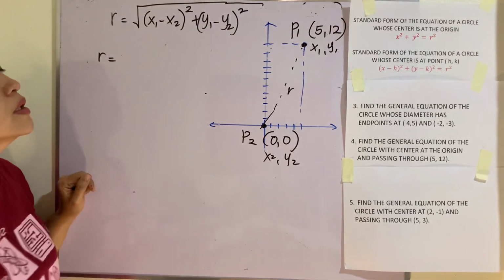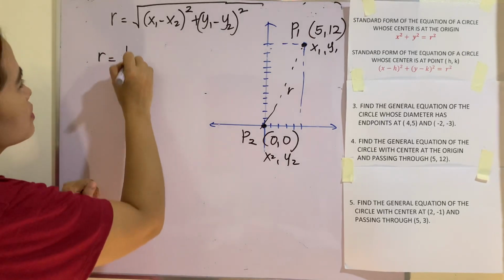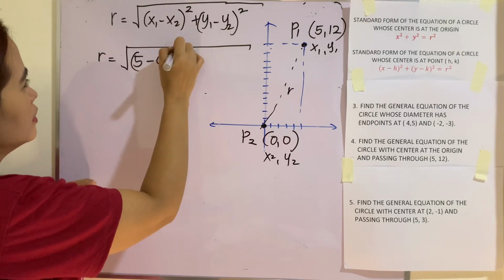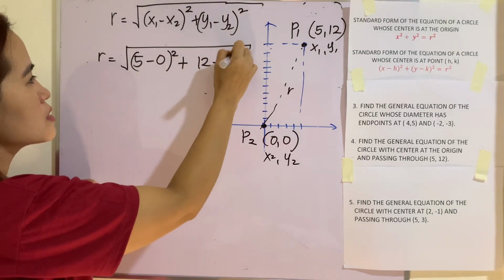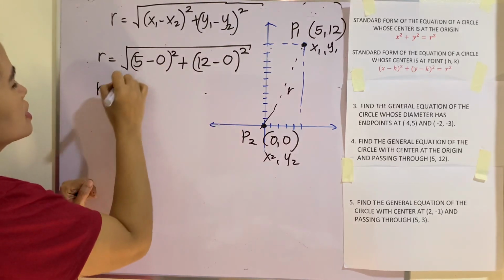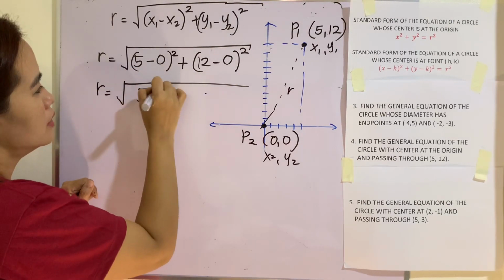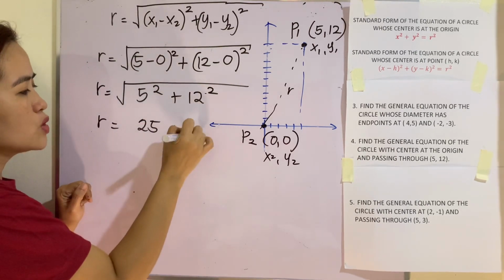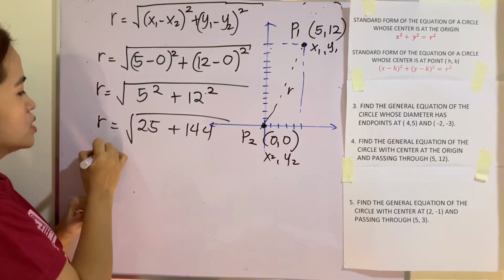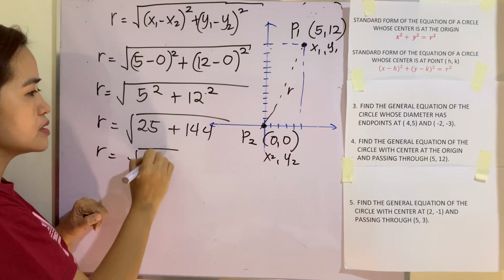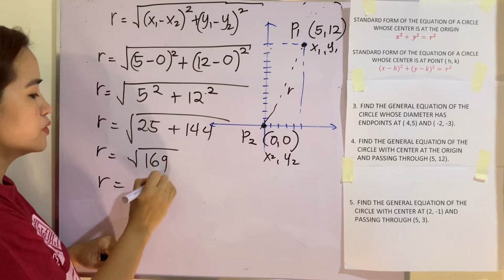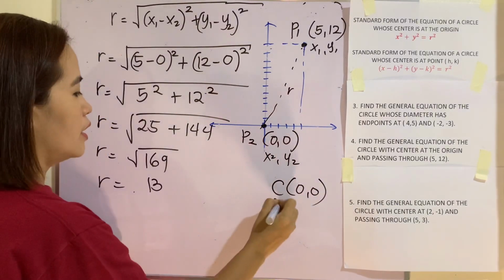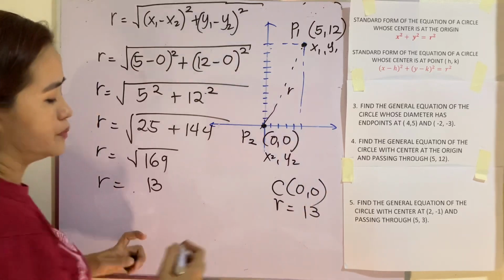Get the square root, and that's it. R now is equal to the square root of 5 minus 0 squared plus 12 minus 0 squared. R is equal to the square root of 5 squared plus 12 squared. So R is equal to 25 plus 144, and 25 plus 144 is 169. The square root is, of course, 13. So our center is at (0, 0), and our r is equal to 13.